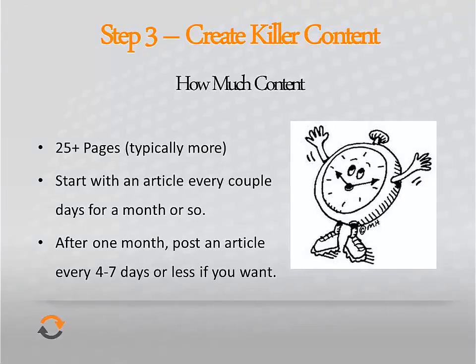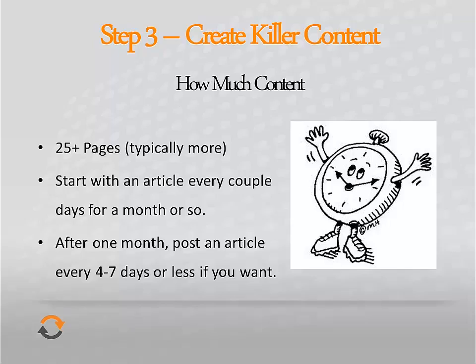So how much content should you have on your site? Here's what I recommend. At least 25 pages, typically more. It is an authority site. We're not building one-page sites. We're not building 5 or 10-page sites. So you want at least 25 pages. Now, don't get stuck thinking that you need to put these all on your site at one time. In fact, I don't recommend it at all, and you should not do that. So what you want to do is start by posting an article every couple of days for about a month. After that, you need to post an article every 4 to 7 days if you would like. And I put or less. I actually meant more often if you would like.